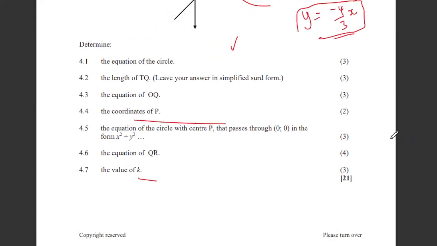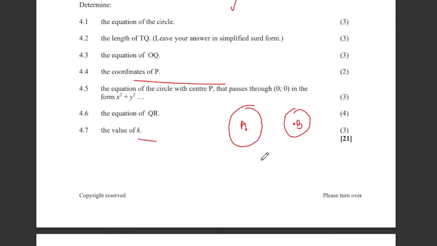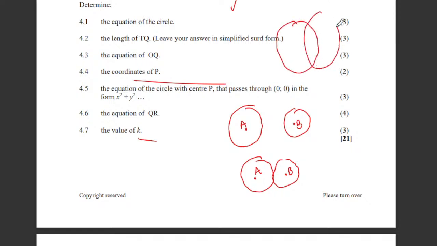But before I leave it, there is this question that talks about two circles. Let's say we have two circles: this circle with center A, and another circle with center B. The question can ask you to prove whether these circles are touching at one point, at 2 points, or not touching at all. Let me draw another scenario where the circles are touching at 1 point, and a last scenario where the circles are touching at 2 points.